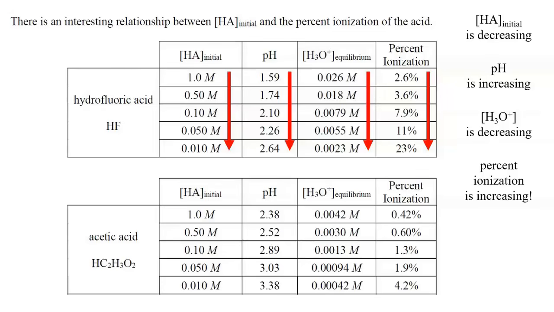There's a similar trend for acetic acid. I go from 1 molar to 0.010 molar. So the initial concentration of the acid is going down, and yet the percent ionization is actually going up.